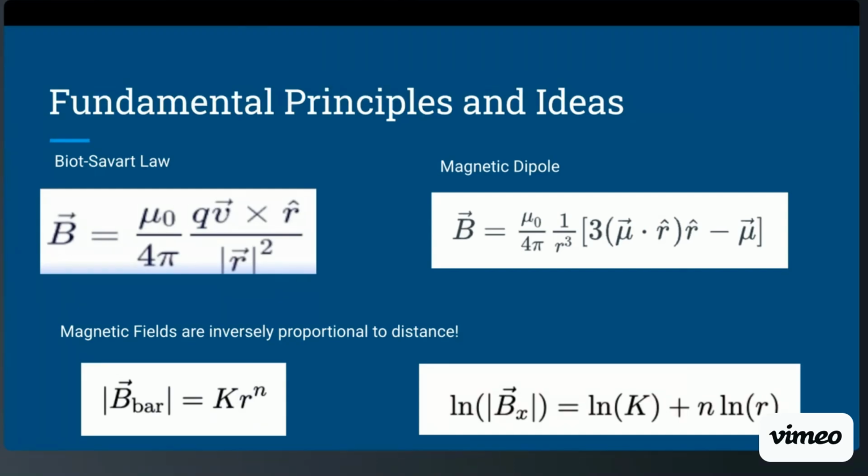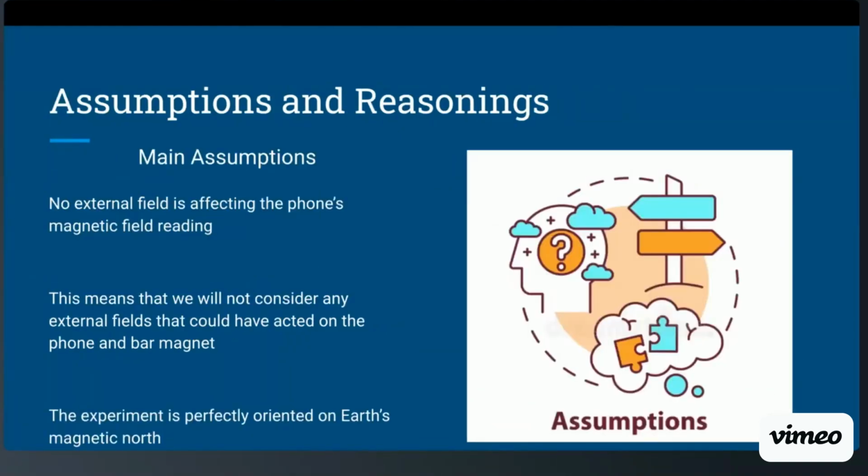Now, before we jump straight into the lab specifics, I think it's important to understand some of the crucial physics principles and ideas utilized in this lab. Firstly, it's important that everyone understands the Biot-Savart law, which models the magnetic field of a point with the equation shown on the slide. From this equation, we can derive the equation for the magnetic field of a dipole, which is in the top right. It's important to note that the magnetic field is dependent on the distance from the source, and that is shown by the equation on the bottom left. That equation is then linearized to become the equation shown in the bottom right, and we will use these two equations later on in this lab.